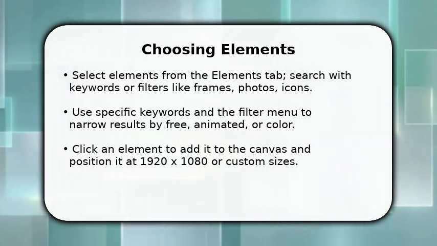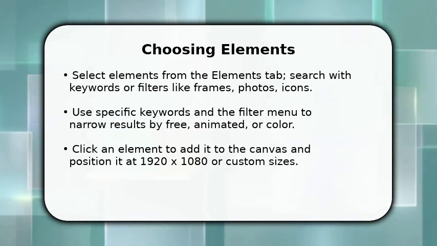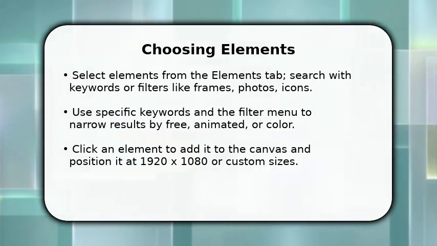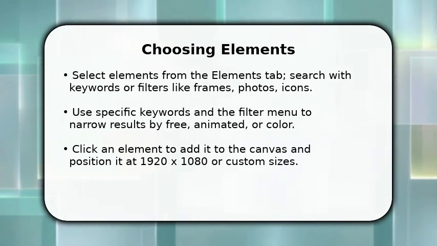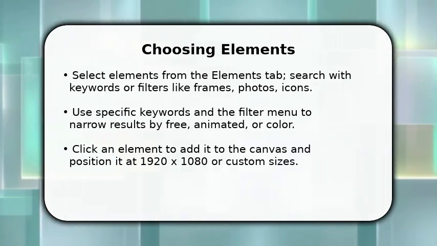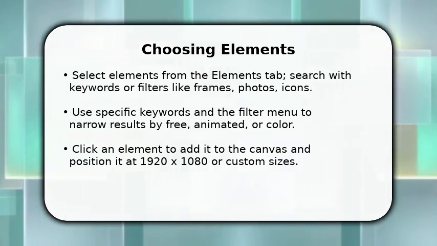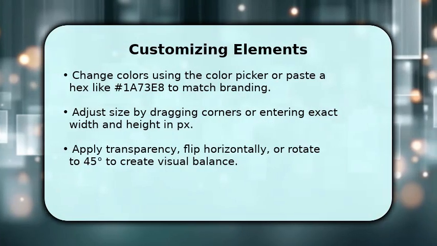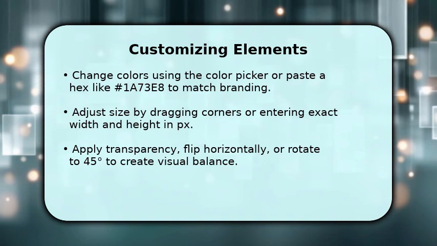Click an element to add it to the canvas and position it at 1920 x 1080 or custom sizes. Drag elements from the panel onto the canvas, or use the keyboard arrow keys for 1px nudges to refine placement precisely. With an element selected, customize its appearance using the toolbar.